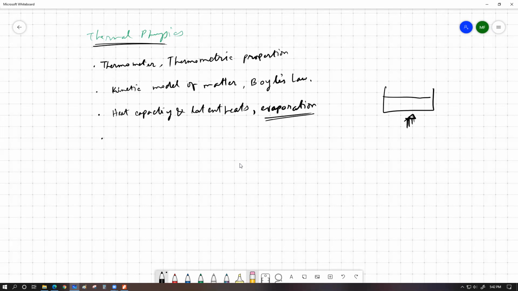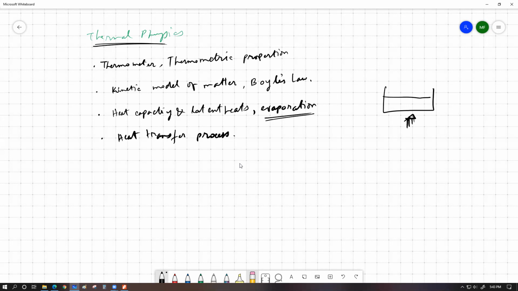And the last chapter that we have is heat transfer process. Heat transfer process basically handles the basic three types of heat transfer processes that we have: conduction, convection, and radiation. And what are the implications of these three different mechanisms? What are the differences between them as well?